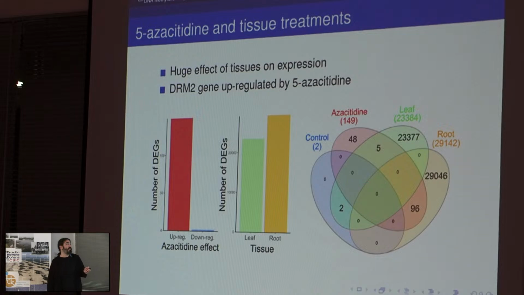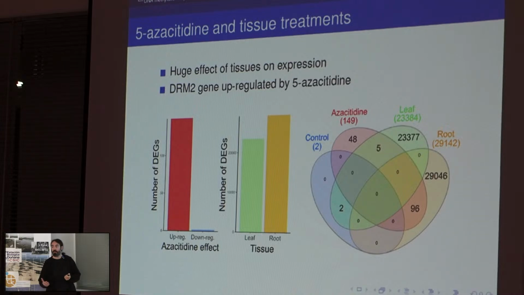What is interesting is that one of the DNA methyltransferases that is associated with methylation in CHH context got upregulated. So maybe there's a compensation, an upregulation, in the azacitidine treatment.